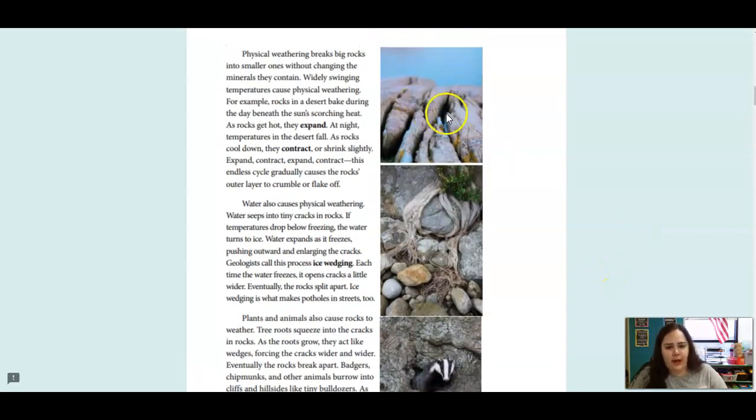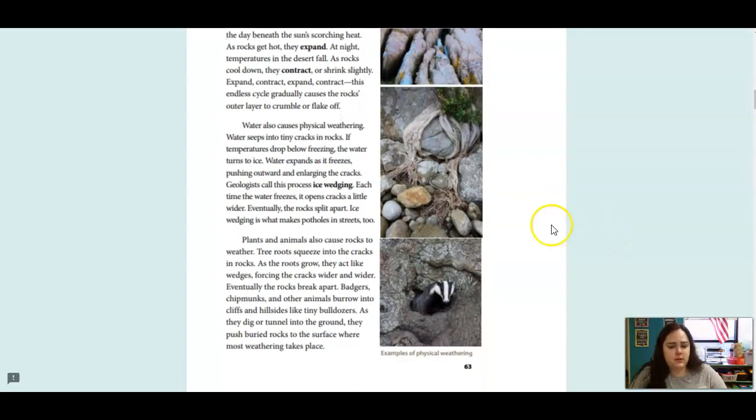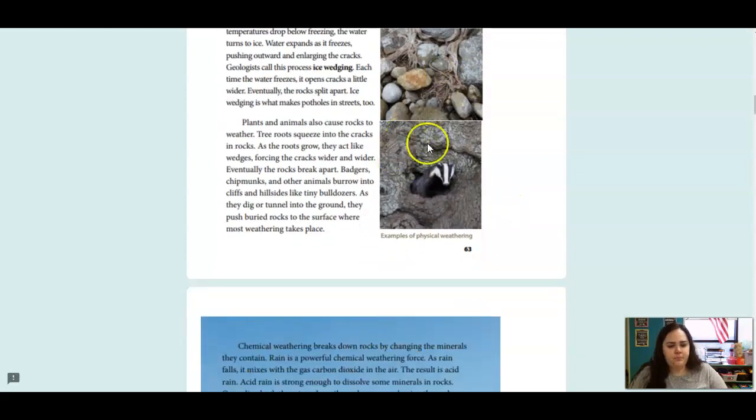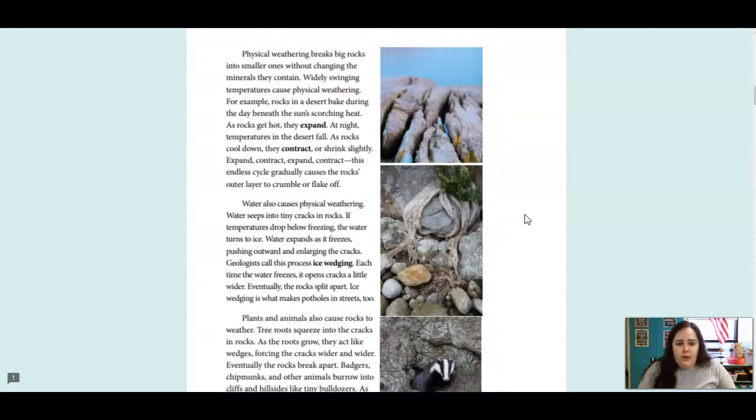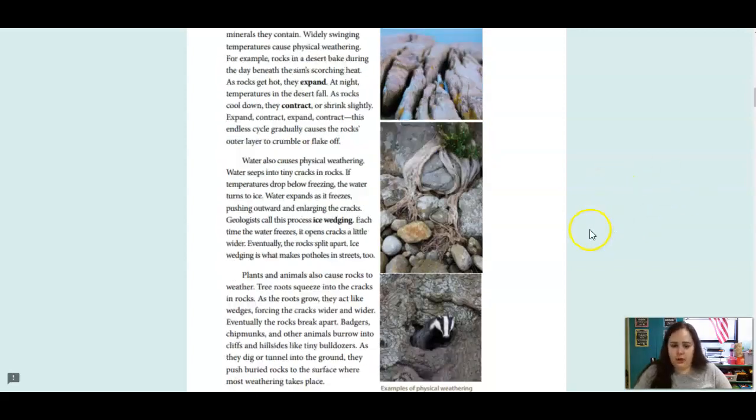So this is showing the cracks in the rock that can be caused. This is showing the roots causing cracks in the rocks. It's growing through the rock. And then this is an animal that's burrowing through it and pushing that rock to the surface. So that was physical weathering. Think physical, it's changing its appearance. It's changing how it looks. It's not changing the actual rock. It's just breaking it, making it smaller, making it bigger.